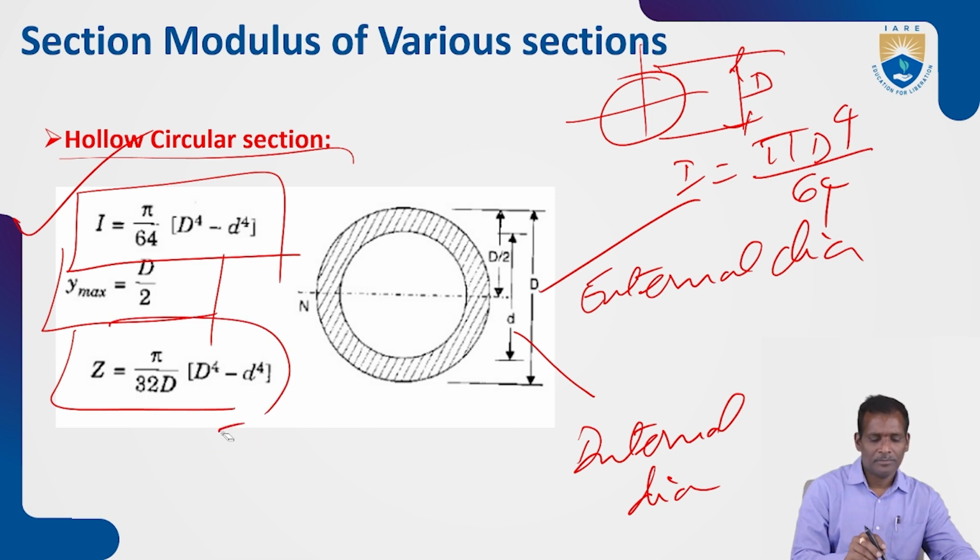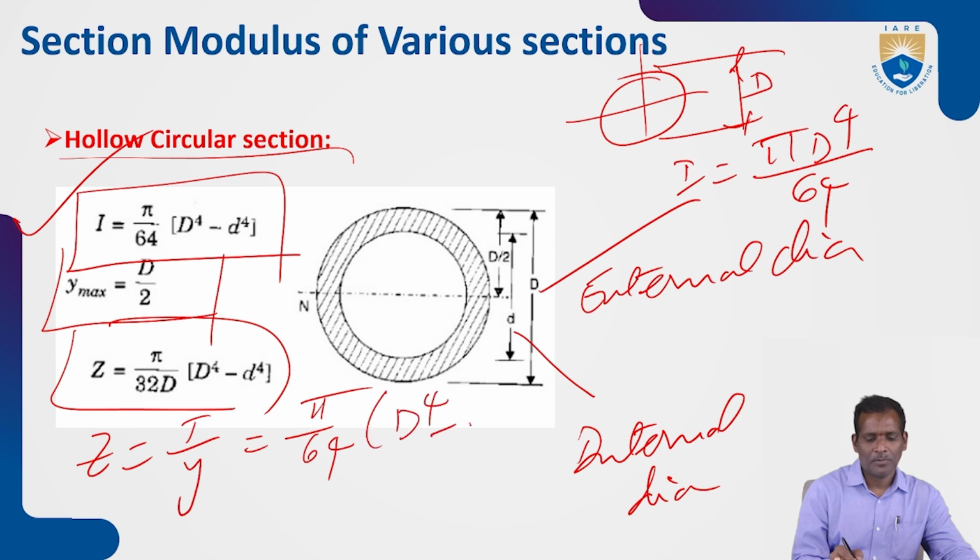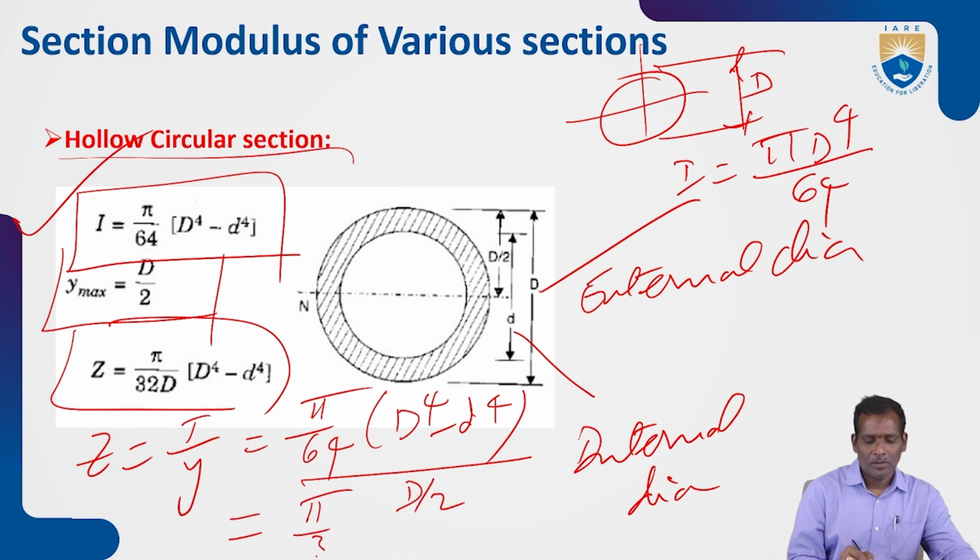Z is I by y. I is pi by 64, capital D to the power of 4 minus small d to the power of 4, divided by y, which is capital D by 2. Now the 64 (D to the power of 4 minus small d to the power of 4) into 2 by D. So here it is 32.